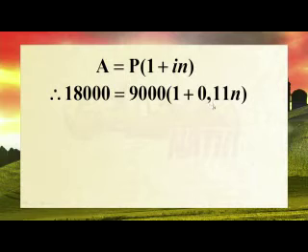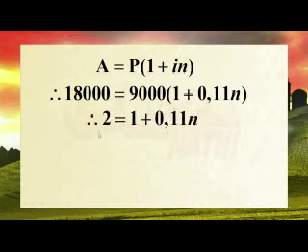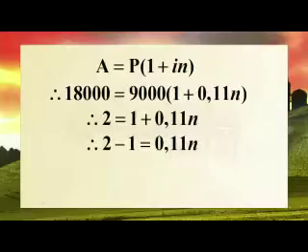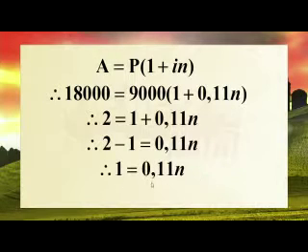Now look at this, 0.11n. If we divide both sides by the 9,000, then obviously you get 2 is equal to 1 plus 0.11n. Do you agree you can't add those? You can't add those two, unlike terms. But you can take the 1 across, and 2 minus 1 gives you 1. Then you've got 1 equals 0.11n. So what do we now do? Divide. Hey, I tell you, these guys are good.